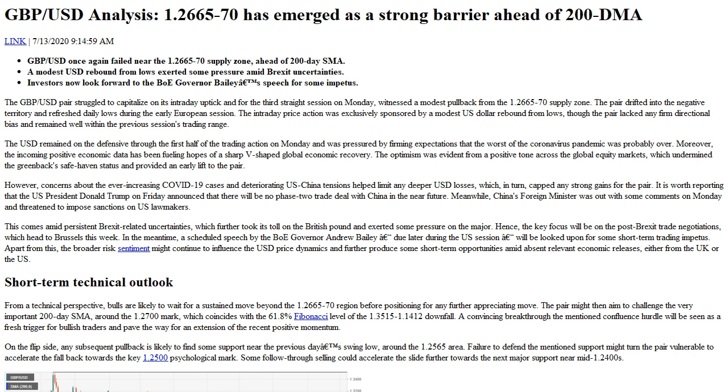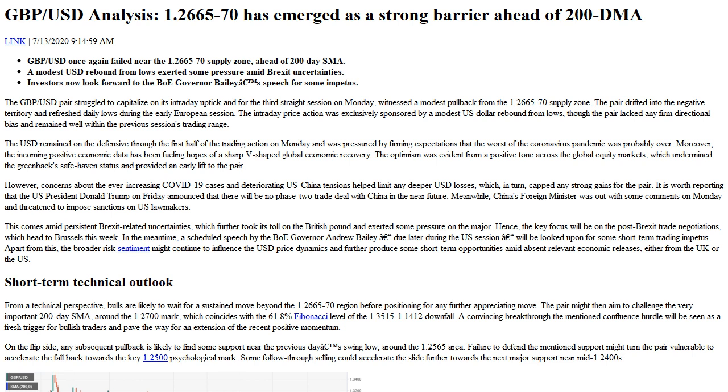The USD remained on the defensive through the first half of the trading action on Monday and was pressured by firming expectations that the worst of the coronavirus pandemic was probably over. Moreover, the incoming positive economic data has been fueling hopes of a sharp V-shaped global economic recovery. The optimism was evident from a positive tone across the global equity markets, which undermined the greenback's safe haven status and provided an early lift to the pair.